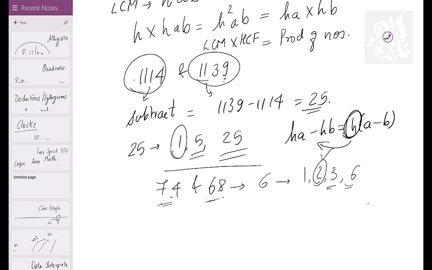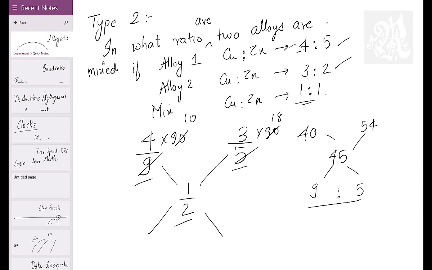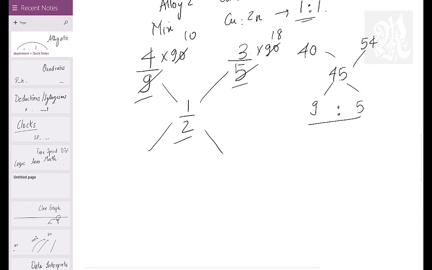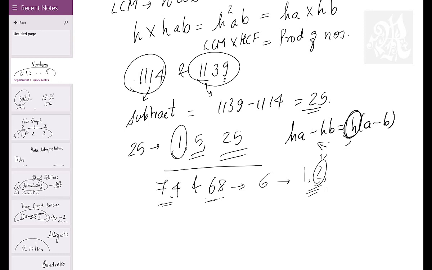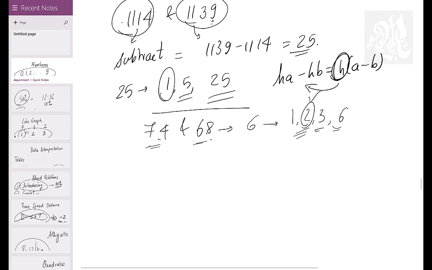So the answer is the next highest, which is 2, which can be divided by both of these. So 2 becomes the HCF of these two numbers. Are we clear? The HCF of two numbers is always a factor of the subtraction of the two numbers. I'm sorry for this. HCF of two numbers is always what? The factor of the subtraction of these two numbers.